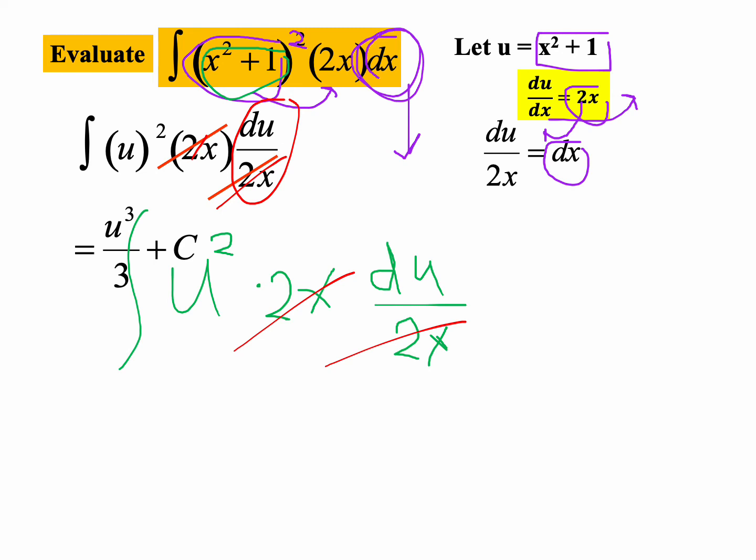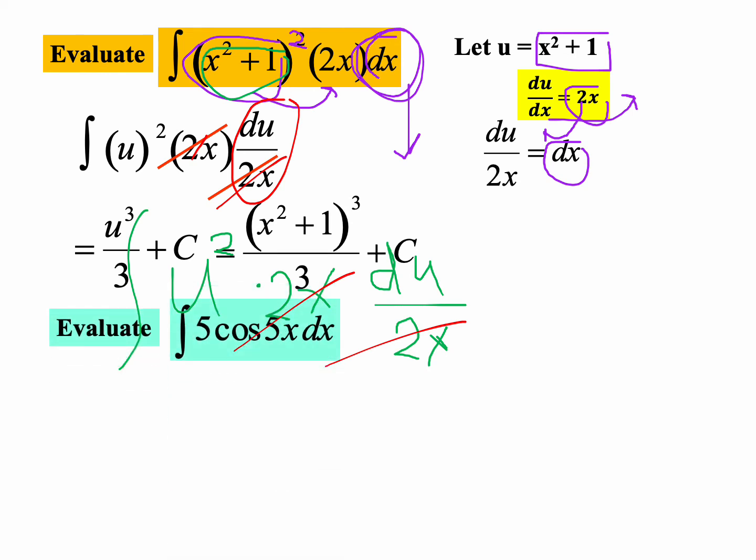Then I do the integration of u squared to be u to the power 3 over 3. Let us take more examples. And before taking more examples, we need to make sure that we get back the original integral. One more example to understand is we have 5 cosine 5x.